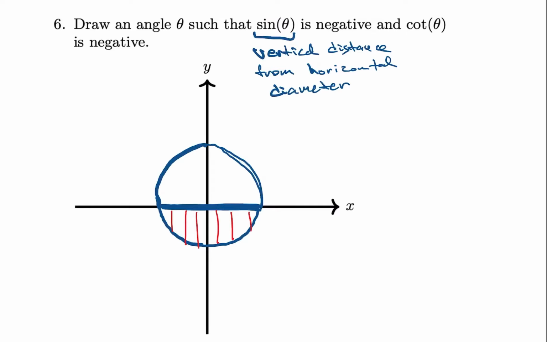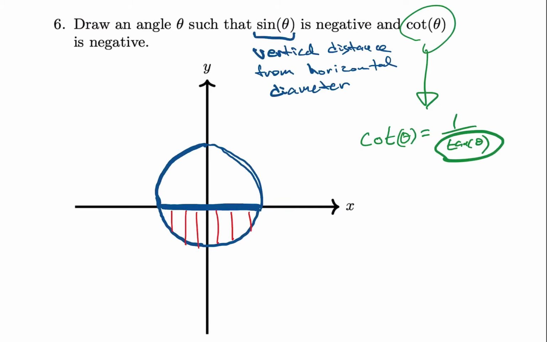But now let's look at cotangent. First we have to know that cotangent theta equals 1 over tangent theta. So essentially, if cotangent is negative, that means we want tangent to be negative. That means slope is negative. So slope is negative in the fourth quadrant again, just like the previous one. So maybe I can draw an angle right here. So here's the initial ray all the way like this.